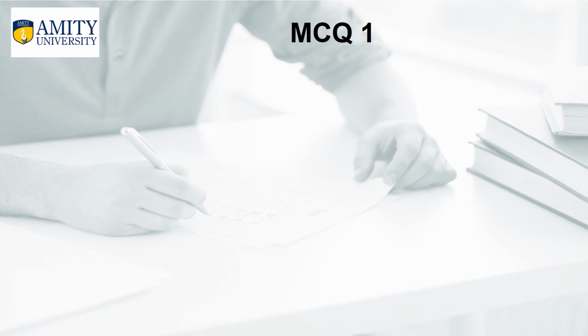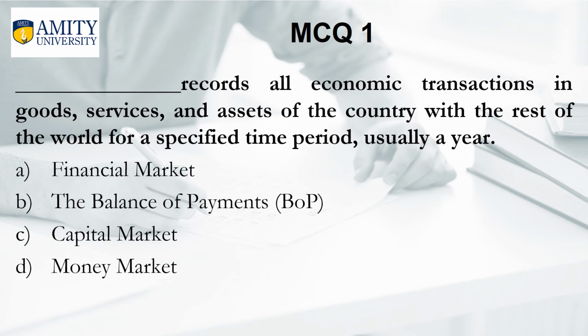Let us understand what we have learned with the help of some multiple choice questions. Your question number one is, which of the following records all economic transactions in goods, services, and assets of the country with the rest of the world for a specified time period, usually a year? Your options are A. Financial market, B. The balance of payments, C. Capital market, D. Money market. And the right answer is B.